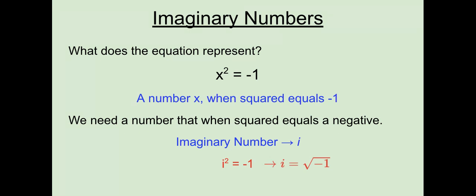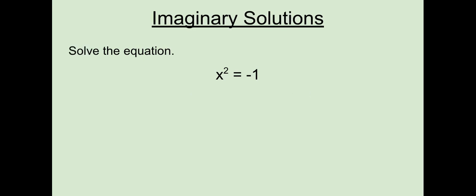So i squared equals negative 1, and i equals the square root of negative 1. All right, so now let's go back and solve this equation. I'll square root both sides. Again, I'll get my plus or minus.